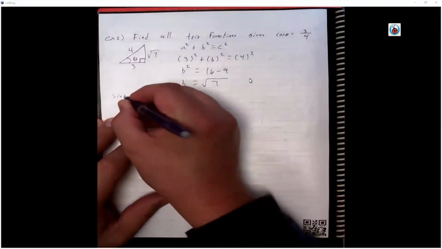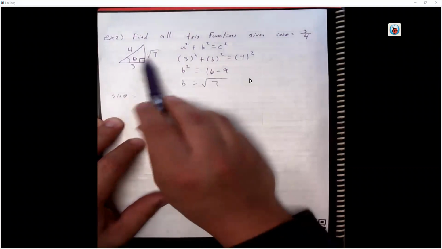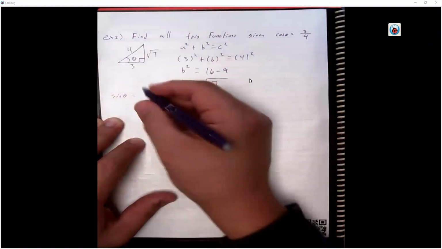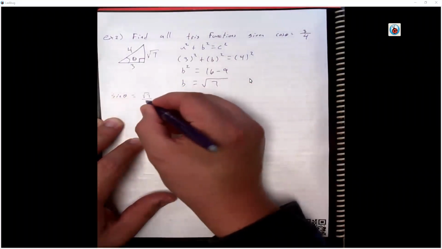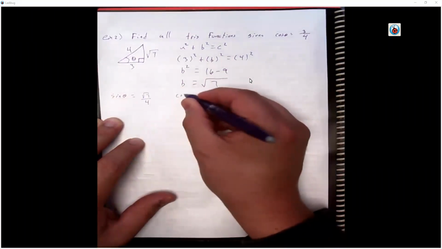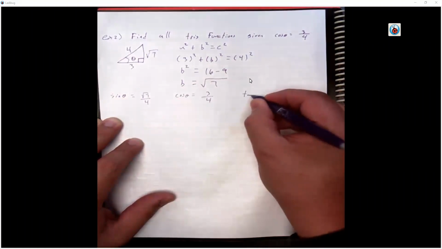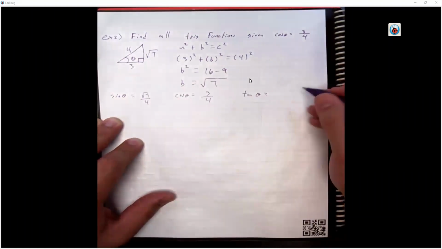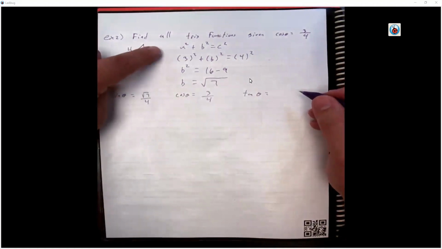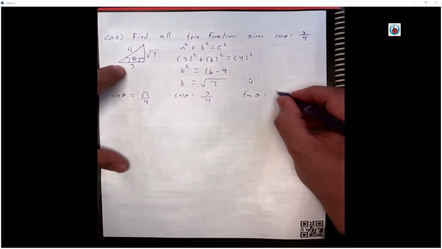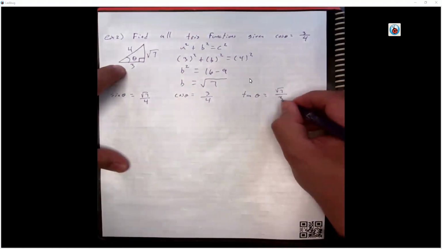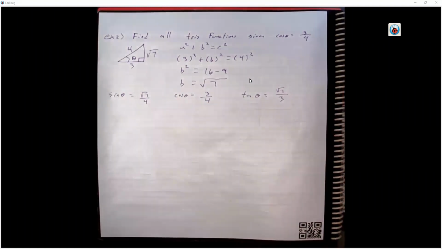So sine theta is opposite over hypotenuse. Cosine was given to us. That's cool. Tangent will be opposite over adjacent. Right? So now I just find the reciprocals, and that's it.